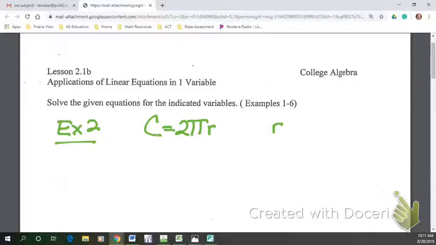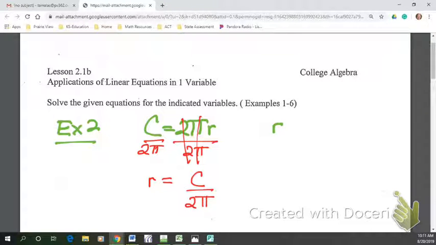And you want to get r by itself, so that means I need to do what? Simply divide by 2 pi. So if I divide by 2 pi, the 2 and the pi cancel, and now the r is by itself. r is equal to circumference divided by 2 pi. Okay, everybody okay with that? All right, example 3.